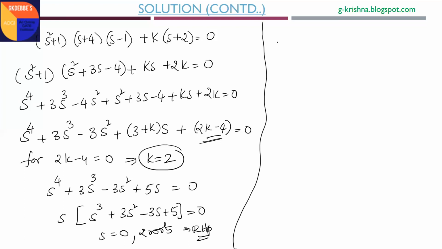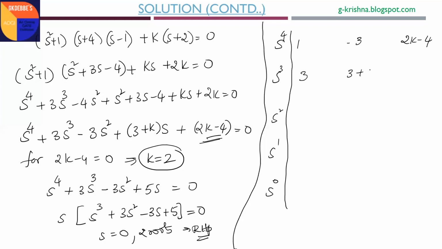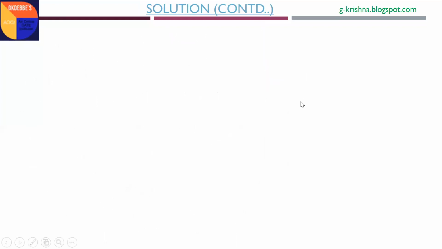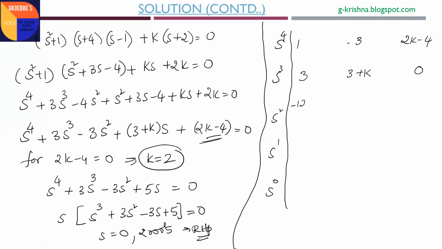Let us make the Routh array table. The first two rows are 1, minus 3, 2k minus 4, and next 3, 3 plus k and 0. The next row is 3 into 3 is minus 9, minus 3 minus k, that will be minus (12 plus k) divided by 3. Next will be 3 into (2k minus 4) divided by 3 will be 2k minus 4 and 0.